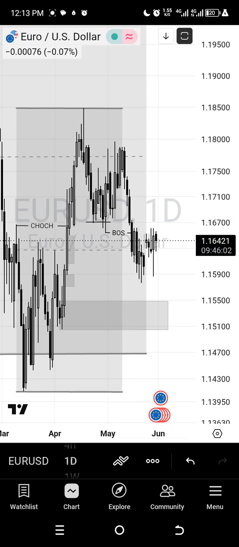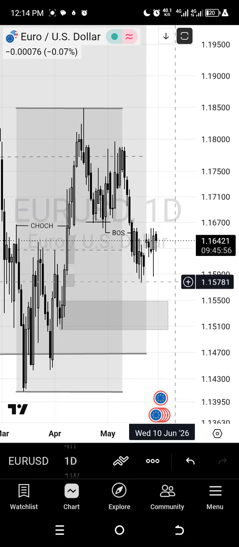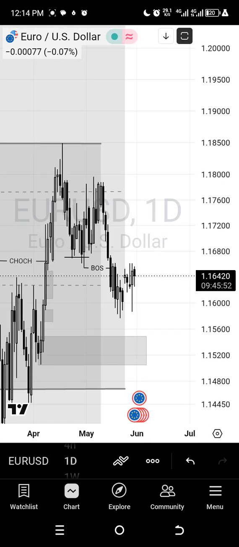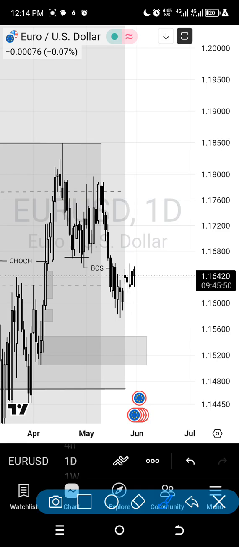So looking at the range we are currently looking at, we can clearly see that we have this fair value gap where price is currently tapping. Let me use tools for you to see. Okay, we got this fair value gap which is at discount, and price is actually tapping into that fair value gap, and we also got this key level. You can also call it a key level, right?